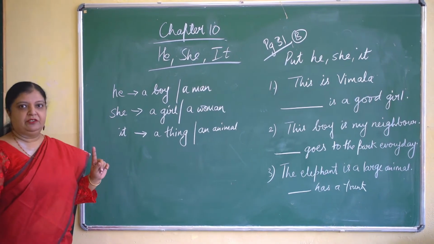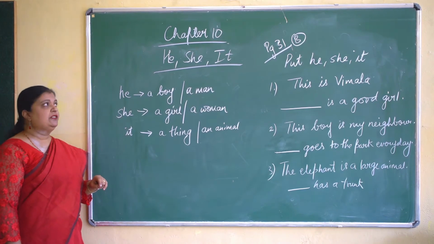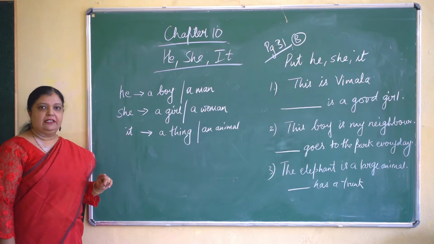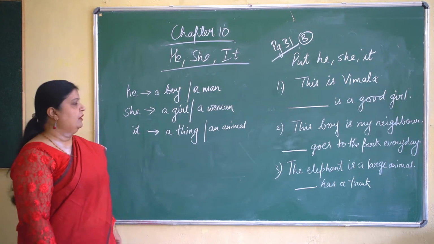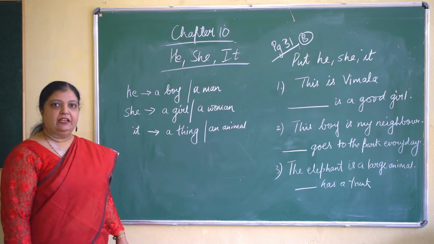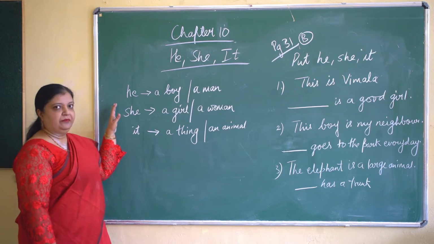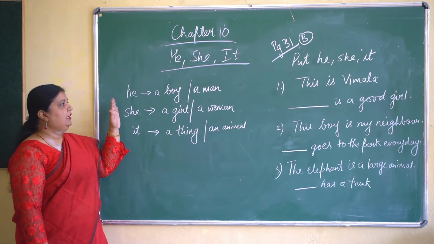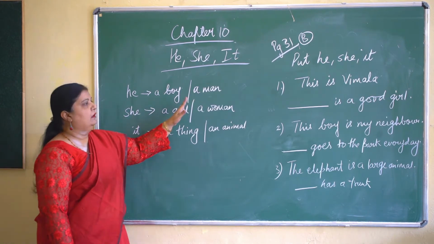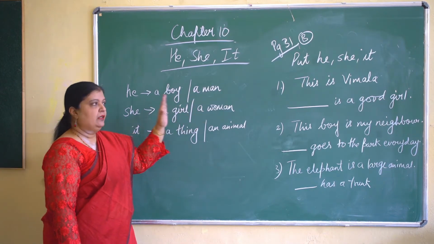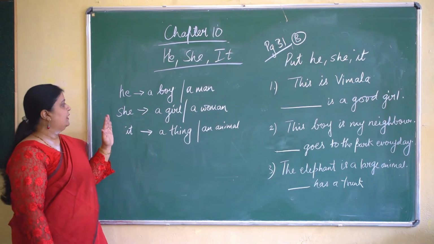Now children, chapter 10: he, she, it. You have to use he, she, it in a proper way in all the sentences after reading it. First I'll tell you where he, she and it are used. He, H-E, he. He is used for a boy and a man.